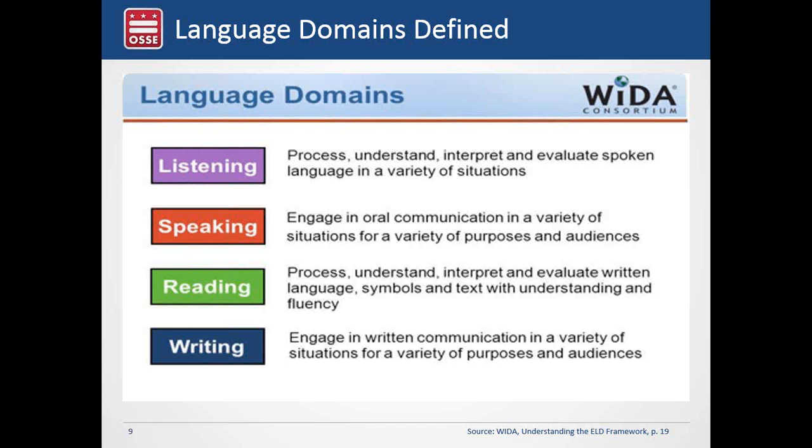In contrast with speaking and writing, where students are engaging in communication, we can see the products, we can hear the products. There's more evidence that students are exercising those domains. Whereas listening and reading, we don't necessarily see it. But as I mentioned before, all 4 are important. There's no one that's more important than the other.